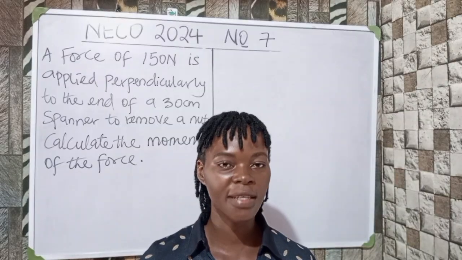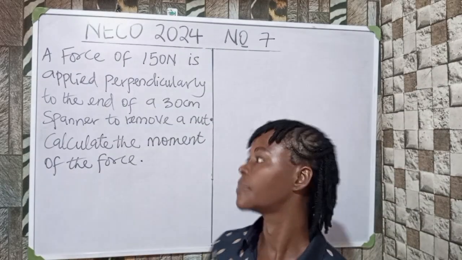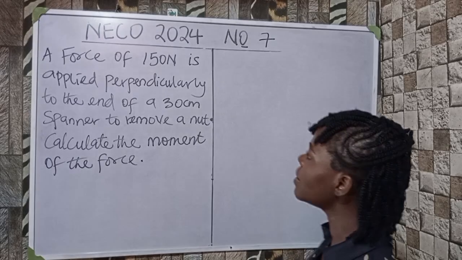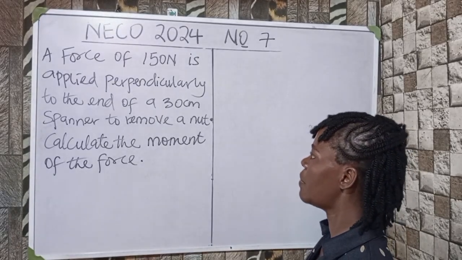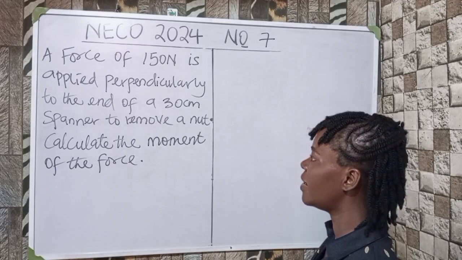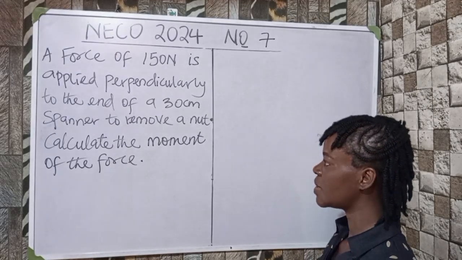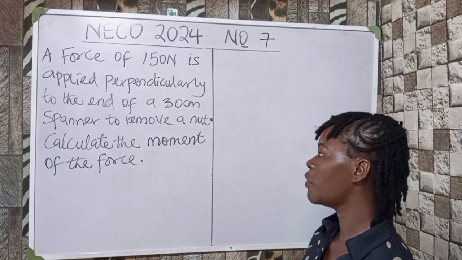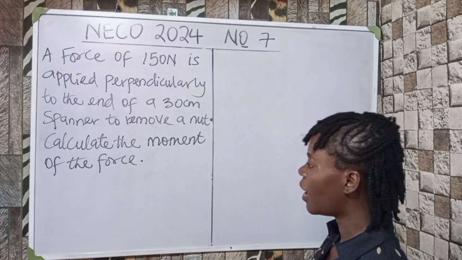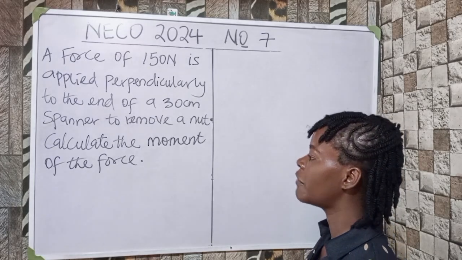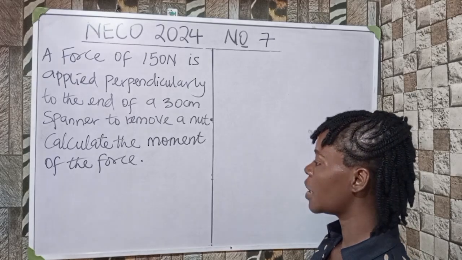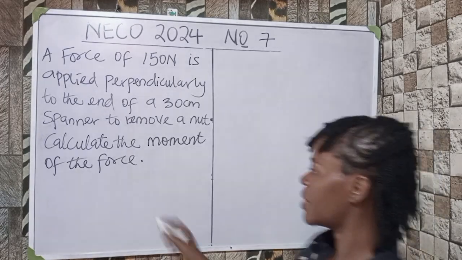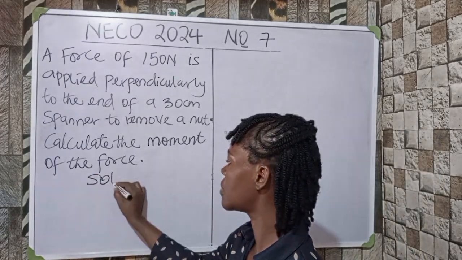So let's look at question number 7. A force of 150 Newton is applied perpendicularly to the end of a 30 centimeter spanner to remove a knot. Calculate the moment of the force. So pay attention. For us to get the moment, let us take the parameters. Solution.